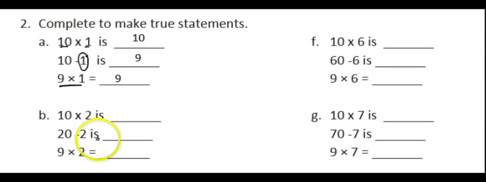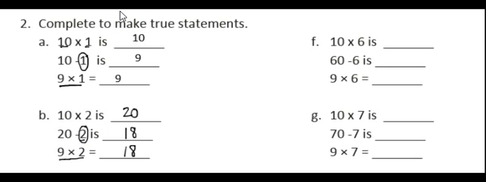Look at the pattern again. This time we're working on 9 times 2. We'll take 10 times 2. 10 times 2 is 20. Now if we subtract one group of 2 from 20, we get 18. So 9 times 2 is 18. 9 times 2 is the same as 10 times 2 after you subtract one group of 2.